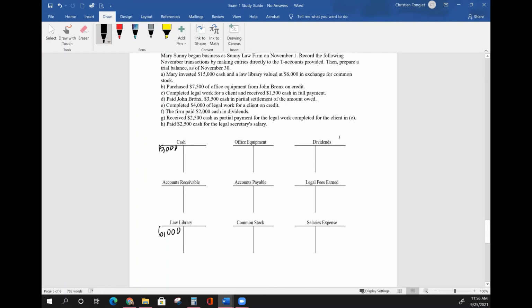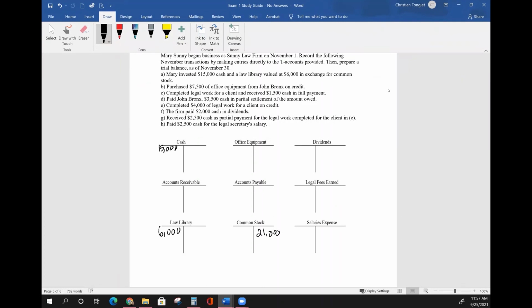And then I have common stock that's in exchange for that. So I have to make sure that Mary is recognized for giving me both of these assets. So I have to put that on the books under the common stock. So it'll be $21,000 total that she's given us. She gave us $15,000 in cash and $6,000 for a law library. So the total in exchange is $21,000.